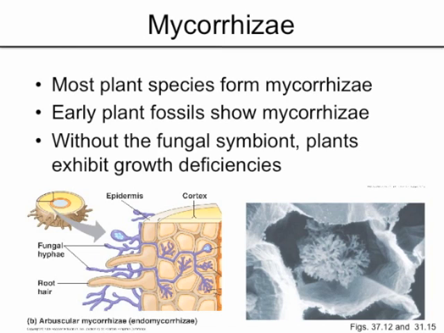Most plant species form these mycorrhizae, so mycorrhizae is this relationship with fungus. Even in really early plant fossils, you can see mycorrhizae, so it's been around for many, many, many years. And without the fungal symbiont, plants will exhibit growth deficiencies. There have been studies where they've taken these plants that are always found with fungus growing on the roots, they've removed the fungus and tried to grow the plant, and the plant doesn't grow as well. It grows slower, and it just is not nearly as healthy without the fungal symbiont.